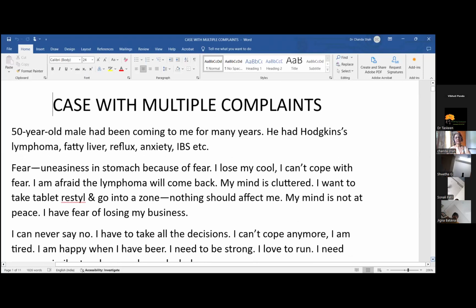Then there is fear, uneasiness in the stomach because of fear. He said, I lose my cool. I can't cope with fear. I'm afraid that the lymphoma will come back. My mind is cluttered. I want to take Restyl tablet. Restyl is an anti-anxiety medicine. So I want to take that Restyl tablet and go into a zone. Nothing should affect me. My mind is not at peace. I have fear of losing my business.